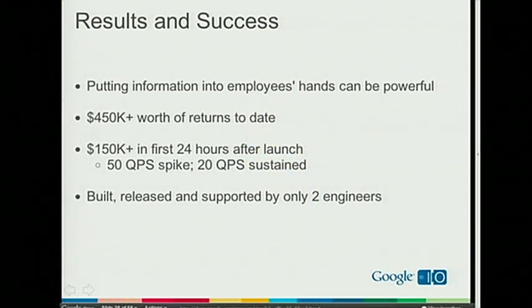All in all, we found that putting information into Googlers' hands can be very powerful, and transparency at Google is well received in general. To date, we've saved over $450,000 by recycling licenses, and within 24 hours of launch, we actually had over $150,000 worth of savings. By the way, we had QPS spikes up to 50, and sustained 20 QPS for several hours after launch. We totally did not expect adoption like this up front due to the corporate nature of this application, but App Engine handled it quite well for us, so that was a pleasant surprise.